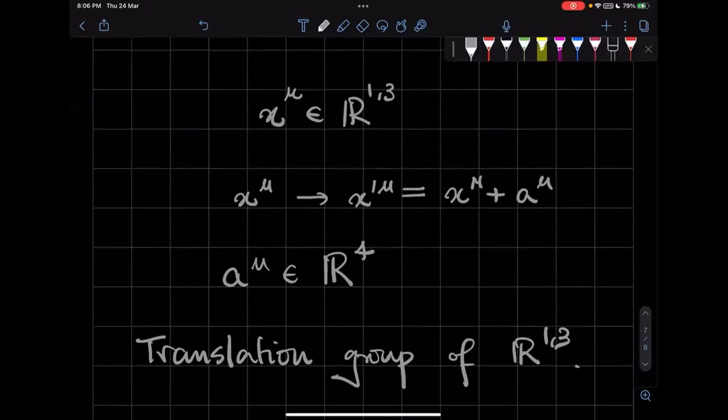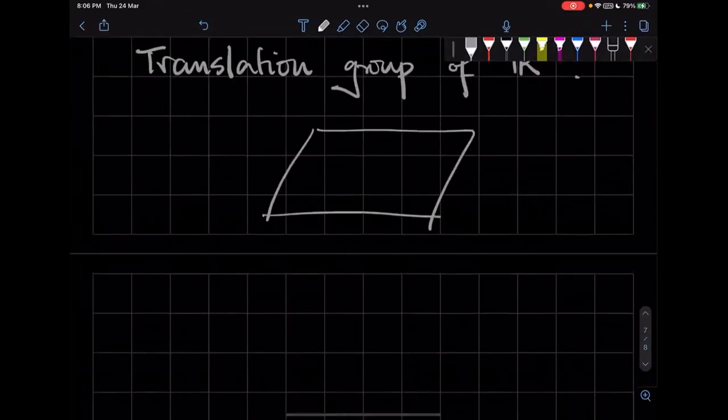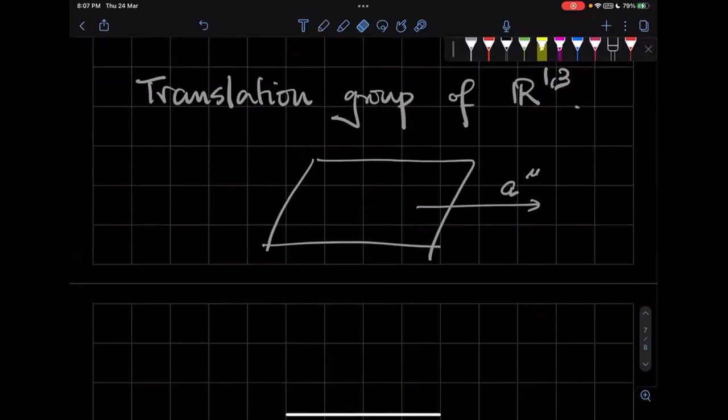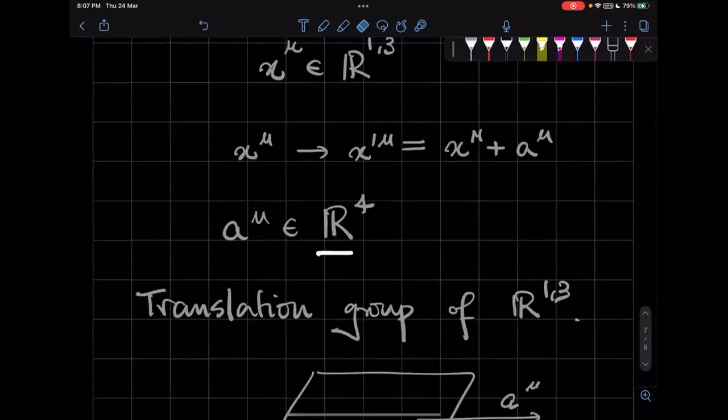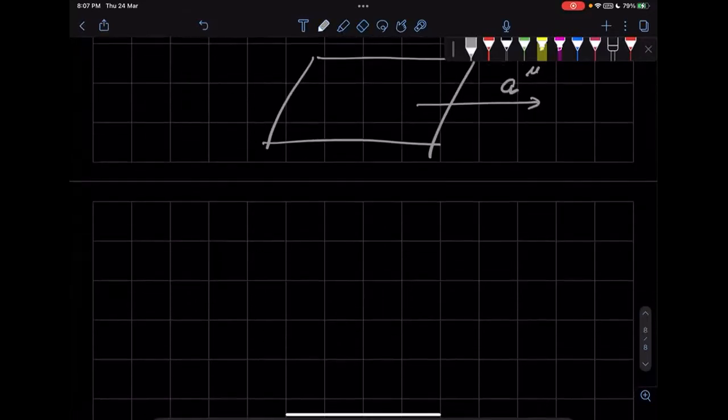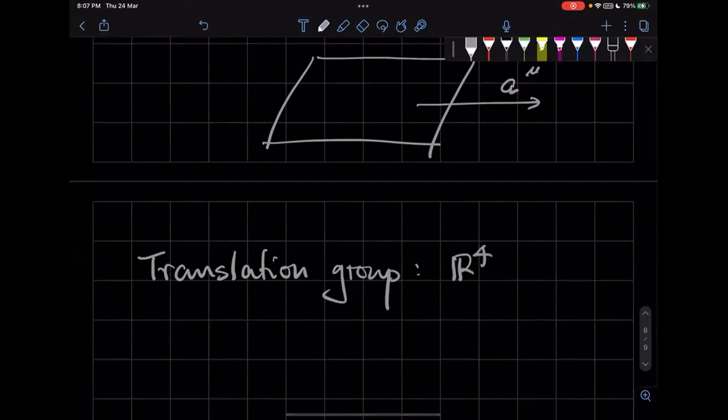So what does it do? It just takes your Minkowski space and moves it by some amount, either in the spatial directions or in the time direction or both. Okay? And this group is just R4, right? So the translation group is just R4, which is R cross R cross R cross R, right? Each of which is an additive group. Okay, this should be pretty easy and clear, but if not, it's fine if it's not. So please ask me any questions.